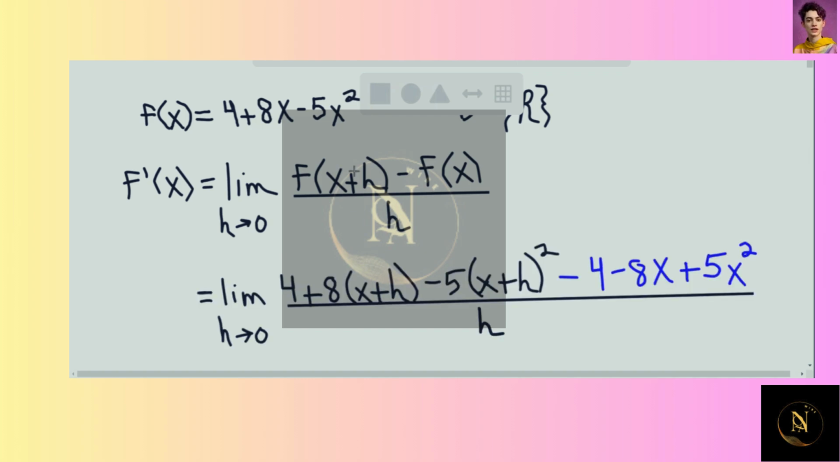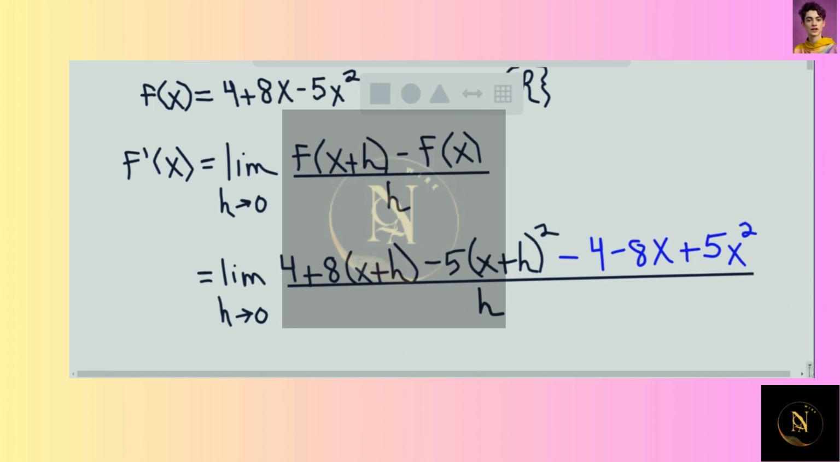So f evaluated at x plus h will be 4 plus 8 times x plus h minus 5 times x plus h squared. And then we have to subtract f of x. So we're going to subtract each of these terms in f of x: subtract the 4, subtract the 8x, and then subtract the minus 5x squared, which turns into a plus 5x squared. All of that is divided by h, and we're taking the limit as h approaches 0.